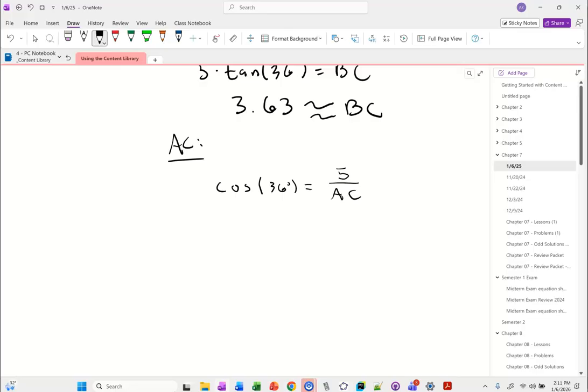Notice to write this equation, was there any rounding in any of the numbers I inputted here? No, right? These are all exact value numbers, so I'll get the most accurate answer possible. In this class, it won't matter, but this is just good practice, so we're going to talk about it. To solve this equation for AC, what should I do first?